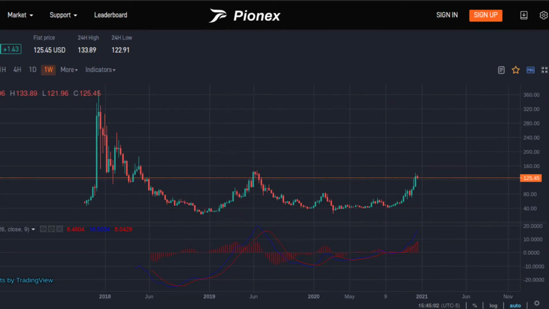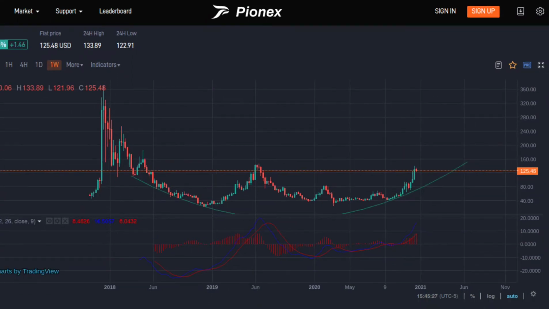Okay. So this is what we know. Let me draw something. Okay. I guess it wouldn't be right if I didn't draw something, right? Since we are looking at the charts. Okay, so I drew a rounded bottom for you guys. And if this is respected, yes, Litecoin is in for some pleasant gains.